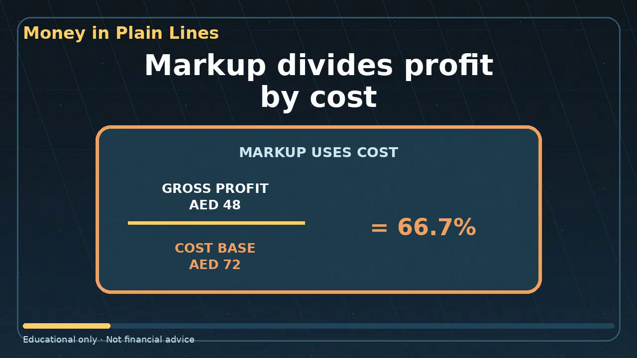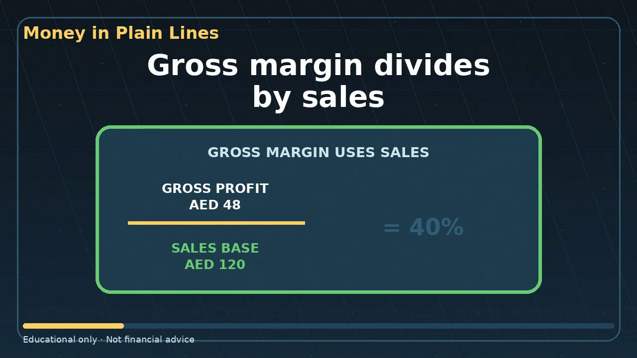The first scene attaches two tags to the same tote. The orange tag says cost, AED 72. The green tag says selling price, AED 120. Cost is what this simplified example assigns to obtaining the tote. Selling price is the revenue from the sale before any other business expense is considered. Keeping those labels separate prevents the later percentages from floating without a base.